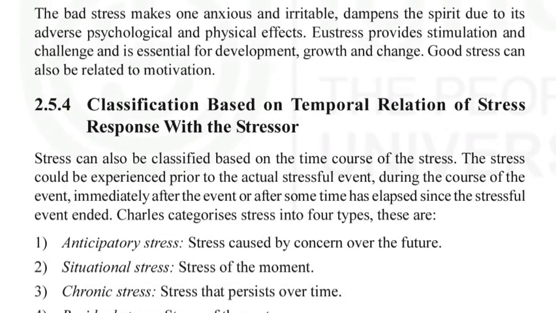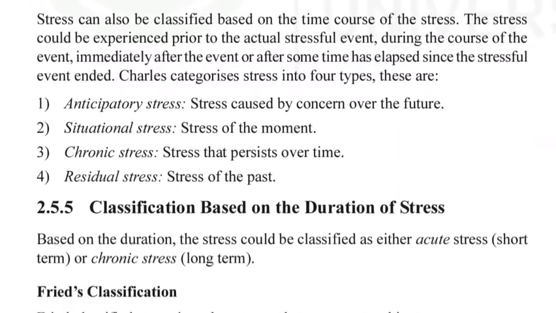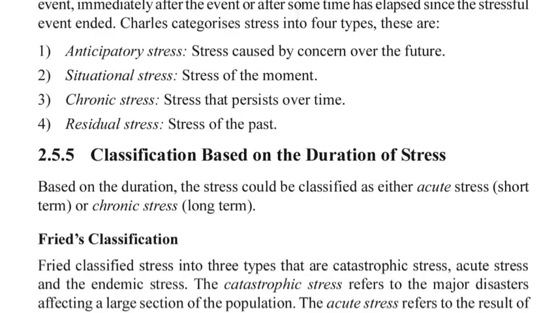Charles categorizes stress into four types. 1. Anticipatory stress: stress caused by concern over the future. 2. Situational stress: stress occurring in the moment. 3. Chronic stress: stress that persists over time. 4. Residual stress: stress related to past events.